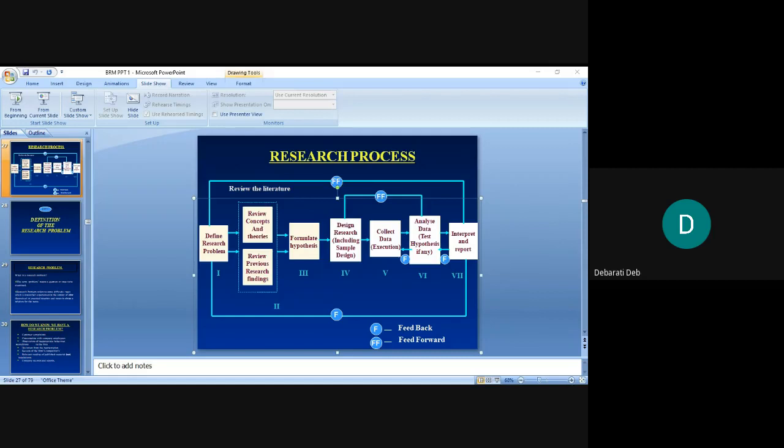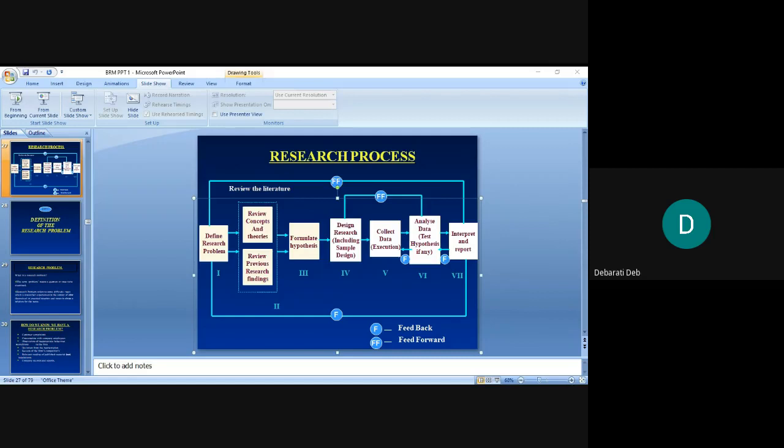Try to find out what problems they are facing right now in the company, or what they expect from the company, how they behave, how is their attitude towards work. So all these things will definitely give you some research problem. Understood. This is how you should proceed.